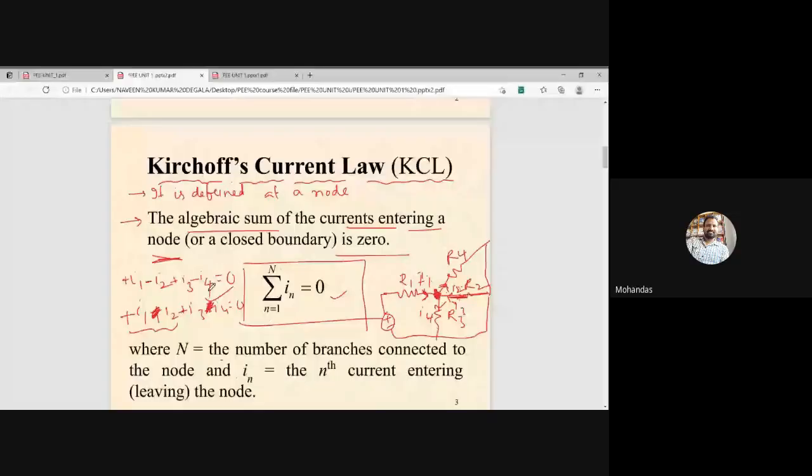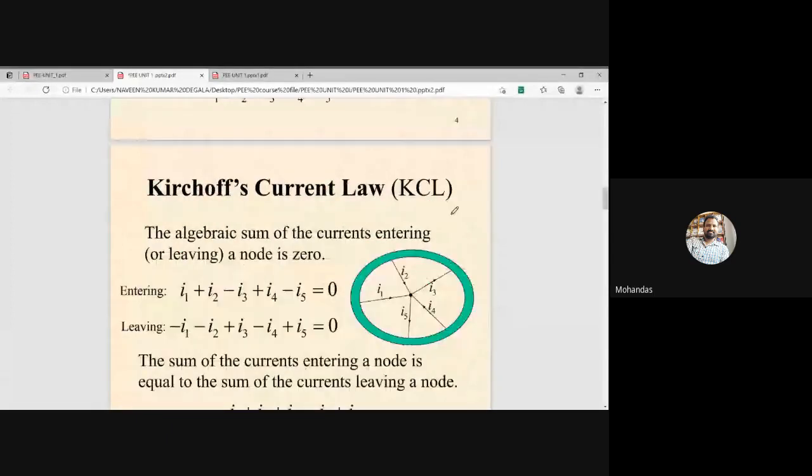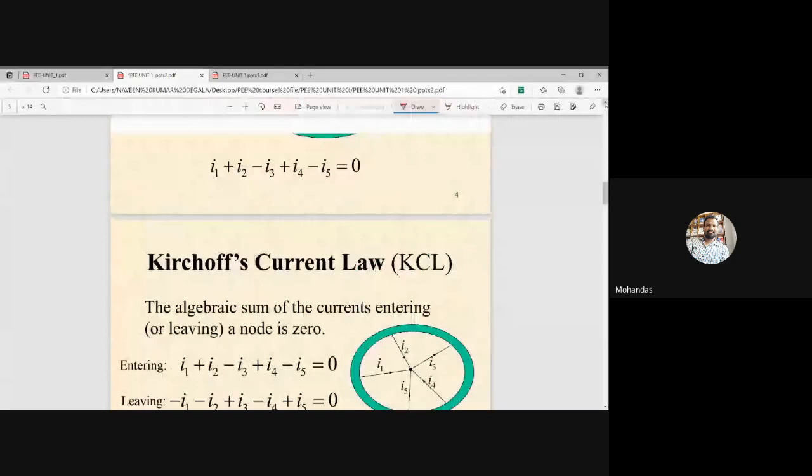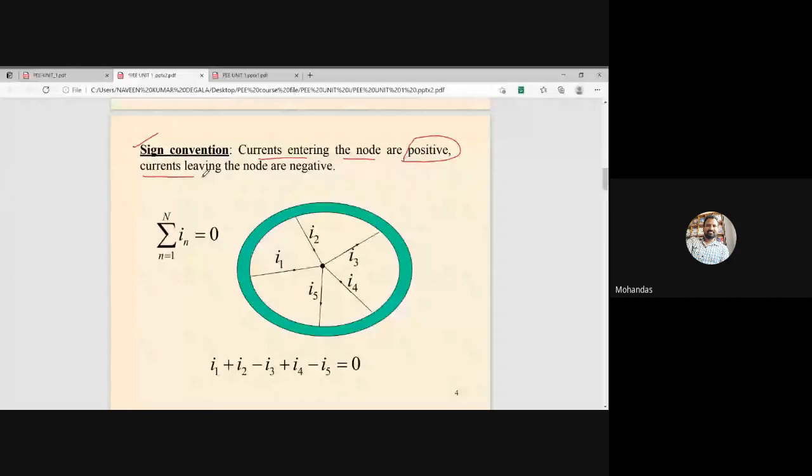Okay. Now there is another way we can define it, in terms of leaving currents also. Here we should follow the sign convention. Currents entering the node are to be considered positive currents. Currents leaving the node are negative currents. Till the end of this, you should follow this sign convention.